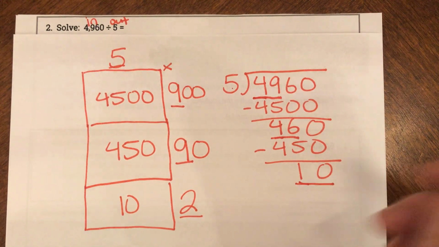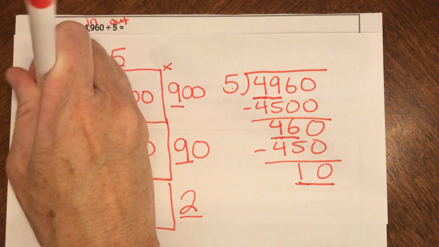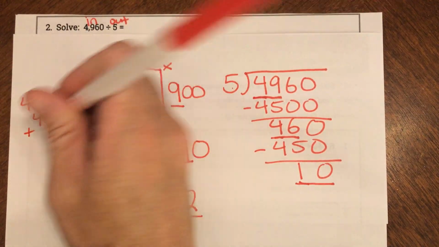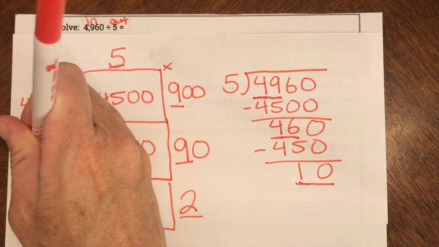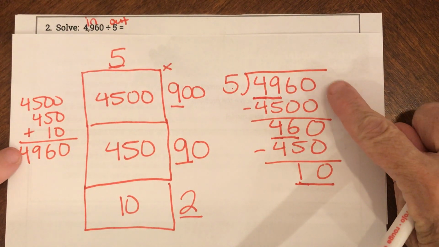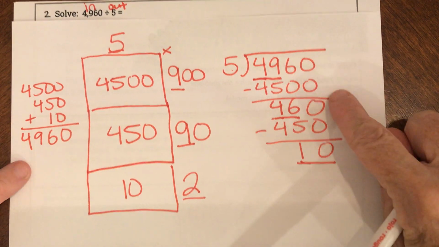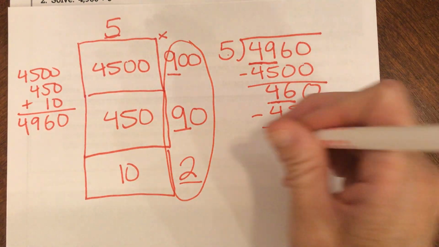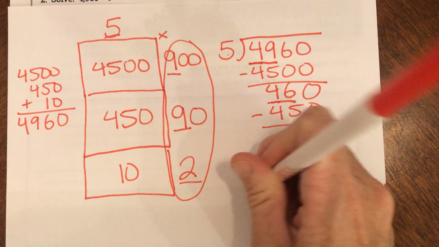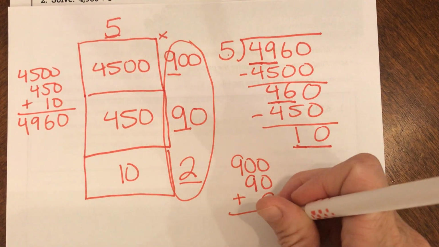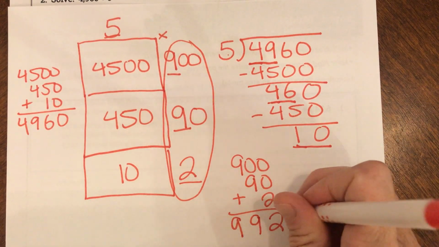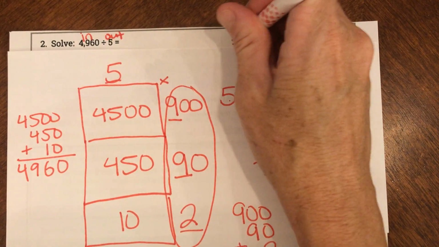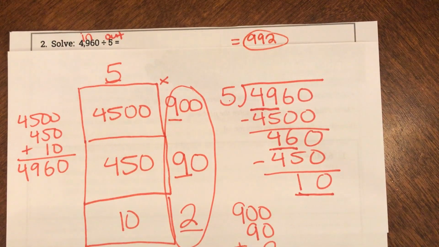Okay, so again, friends, I'm not going to make you do this, but if I add up all these inside, I'll show you how quick this is. I should get this number, which I did. But what we're really concerned about adding up is our partial quotients. That's what we want to add. So 900 plus 90 plus 2 equals 992 is our answer. That is our quotient. So our answer equals 992.